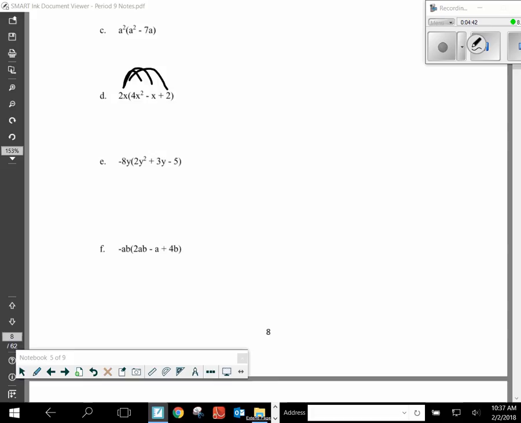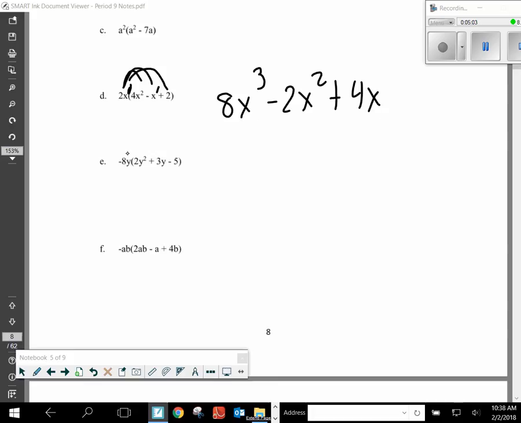So I distribute the 2x, and I'm going to get 8x cubed minus 2x squared plus 4x. The biggest mistake I see is people forgetting the 1 on that exponent. So 1 plus 2 is how I get the 3. 1 plus 1 is how I get the x squared. And then x times, there's no x's, just x here.